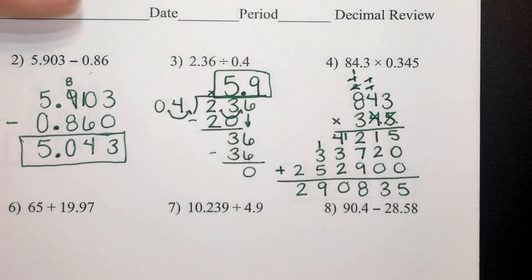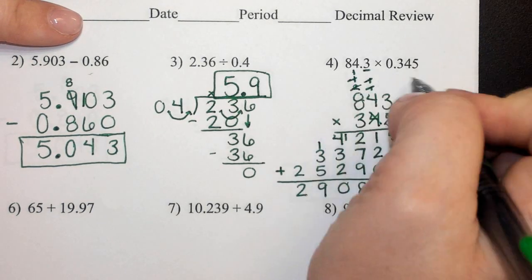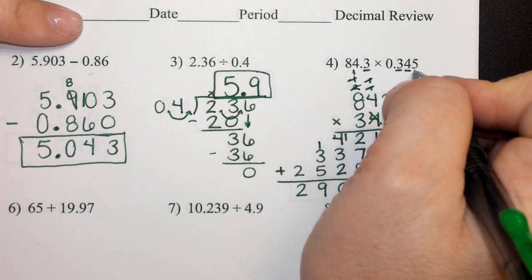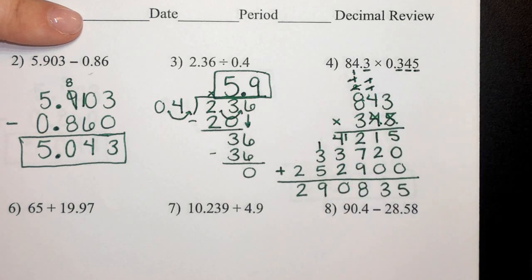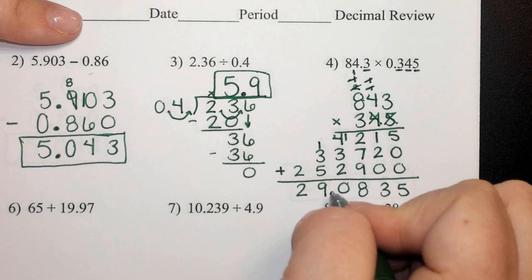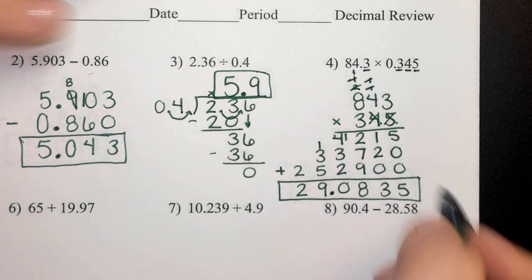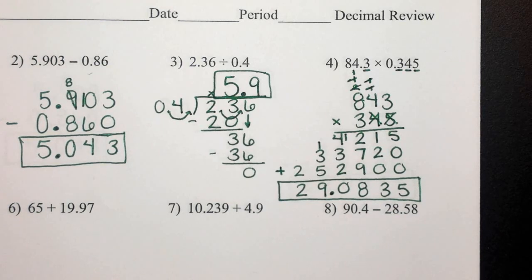That looks really nice. But how do I know where the decimal goes? How am I going to tell where the decimal goes? Christian? Behind the 29. So I have, if I look at the problem, 1, 2, 3, 4 numbers after the decimal. So I want to make sure I have 1, 2, 3, 4 numbers after the decimal in my answer. Okay, are there any questions about number 4 before we move on?